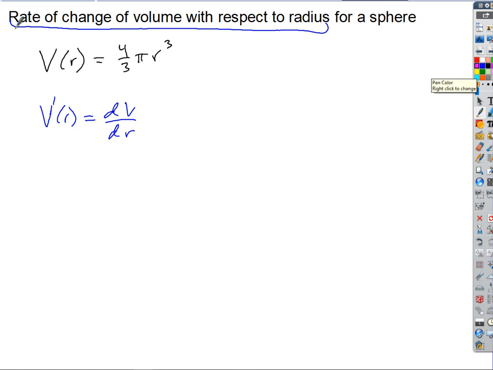I could also write it as dV dr. And here's why. Because we're talking about the rate of change of volume. That's that part. With respect to R is that part, right? It tells me how I'm building this derivative. I'm differentiating V of R, or I'm taking dV dr, the rate of change of volume with respect to radius. Okay, that's important.